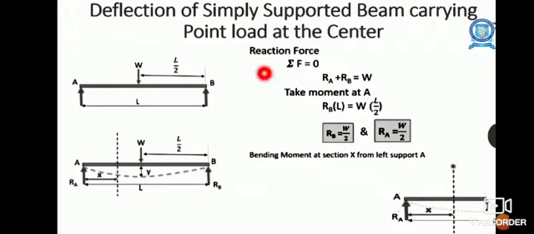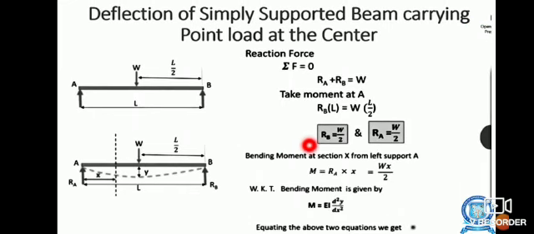First of all, we find the reaction forces. Step 1. RA plus RB is equal to W. There are two reaction forces, RA and RB, and only the point load W is acting. Taking moment at point A: RB into L is equal to W into L by 2. So RB is equal to W by 2 and RA is equal to W by 2. So we have found the reaction forces RA and RB.